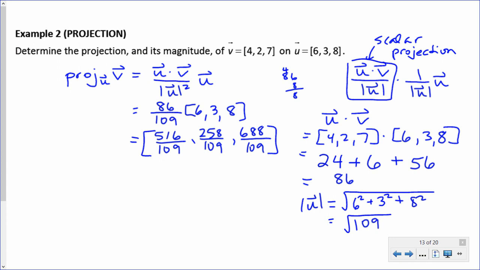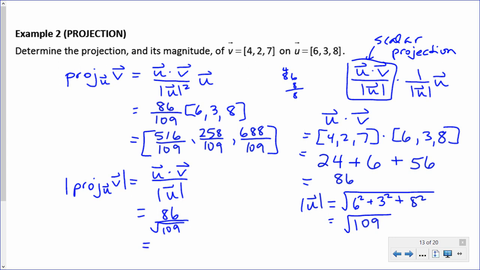I also want the magnitude. I could go one of two routes. I could just find the magnitude of this. Doable, it's kind of yucky. Or you could go back to finding this, which technically, if you want to find the scalar projection, it's just this. You already found those two pieces. So the magnitude of the projection of vector v onto vector u is just the dot product of u and v over the magnitude of u, which is 86 over root 109.